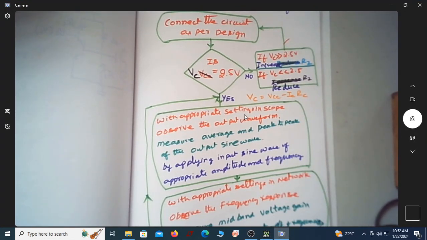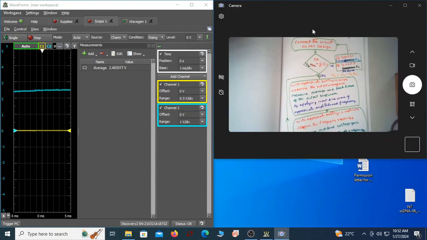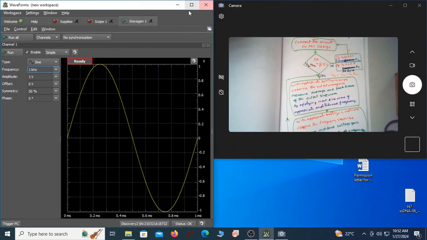Now the DC conditions are fine. With appropriate setting of the scope, observe the output waveform. Before that, of course, I should apply a sine wave of appropriate amplitude and frequency. So let me just go to this Wavegen.